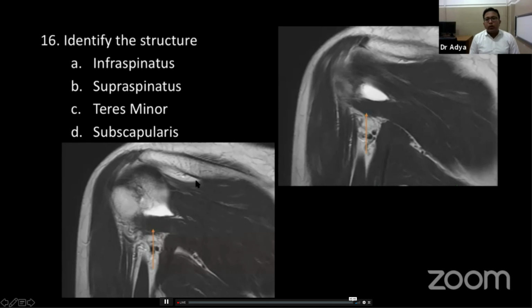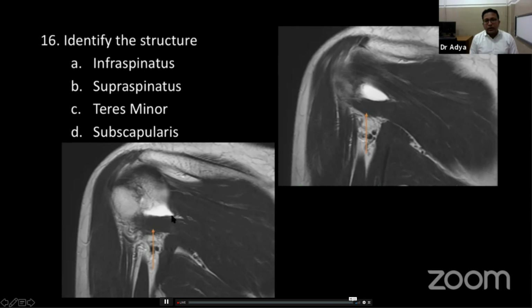Otherwise, the way to distinguish between the infraspinatus and teres minor is to follow them to their insertion. If the head of the humerus is taken as a globe, then the infraspinatus will insert above the equator of the globe and teres minor will insert below the equator of the globe. So the answer is teres minor.